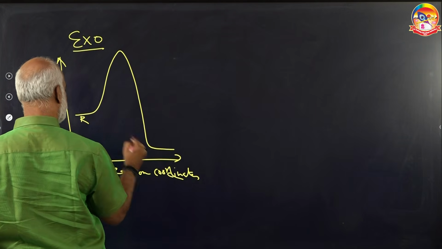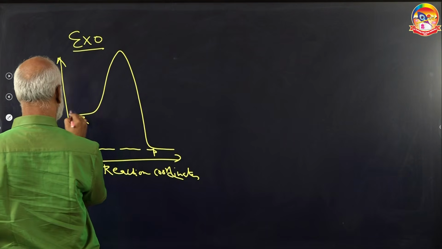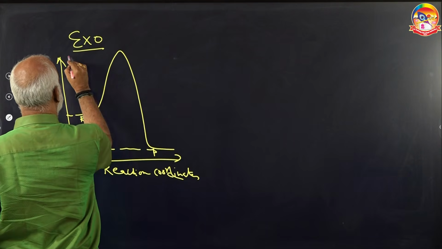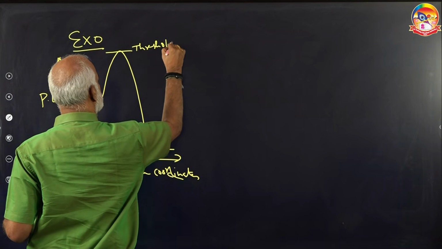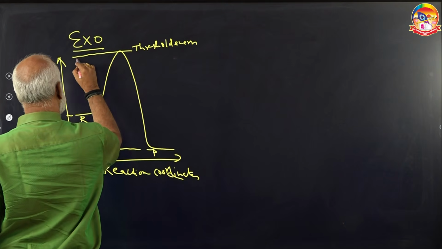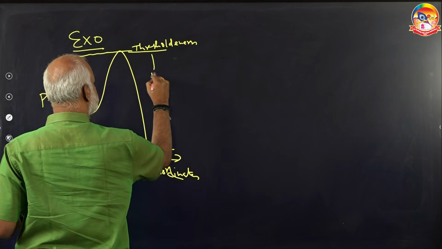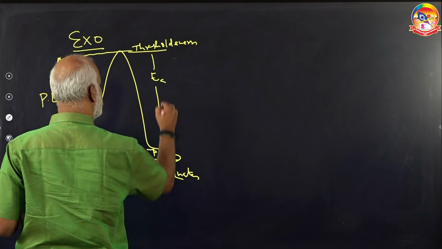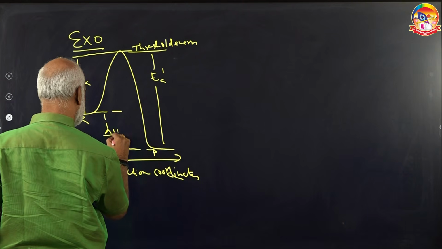This is reactant, this is product. This corresponds to this energy, this is this energy. This is the energy called threshold energy. What are they? I will tell you once again. This is called EA, this is called EA dash, and this is called delta H.